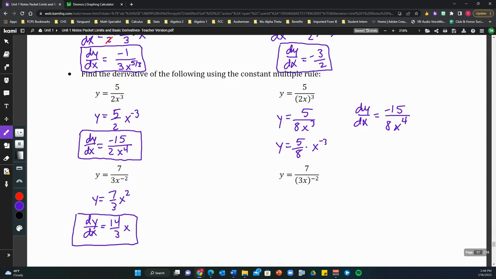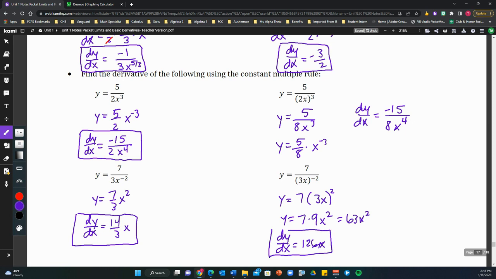And then the second one, similar idea. Now for this one, instead of distributing the -2 power right off the bat, because it's a negative power, I can actually move that whole thing up top and make it turn into a +2 power. Now when I distribute, it makes it a little bit easier. So I get 7 times 9x to the second, or 63x squared. But again, we haven't done any calculus yet. Now we have to take the derivative of that, now that it's been rewritten. So now we end up with 126x as our final answer.